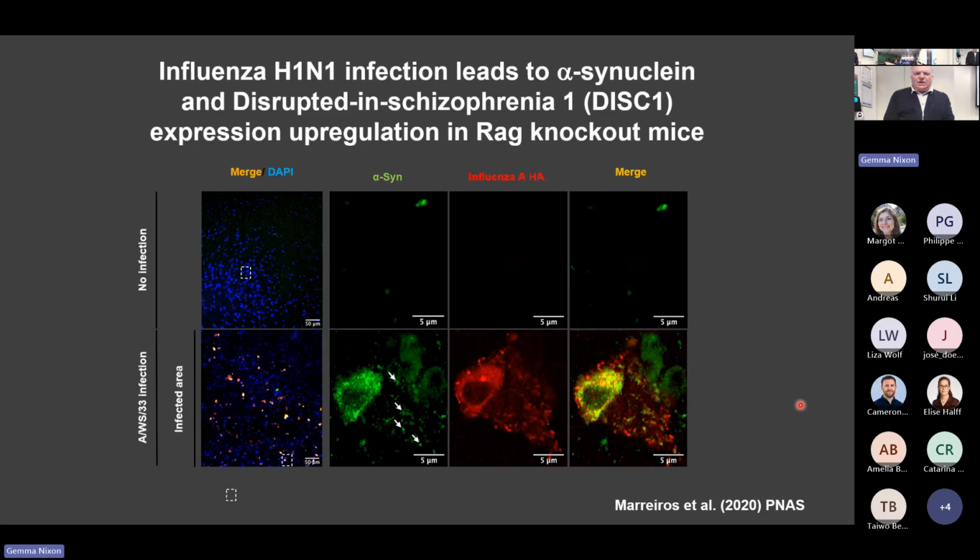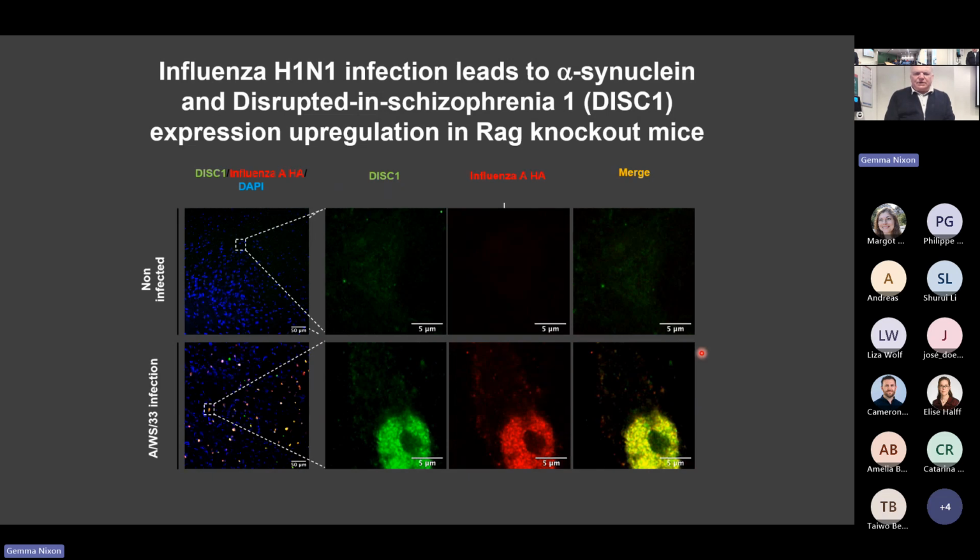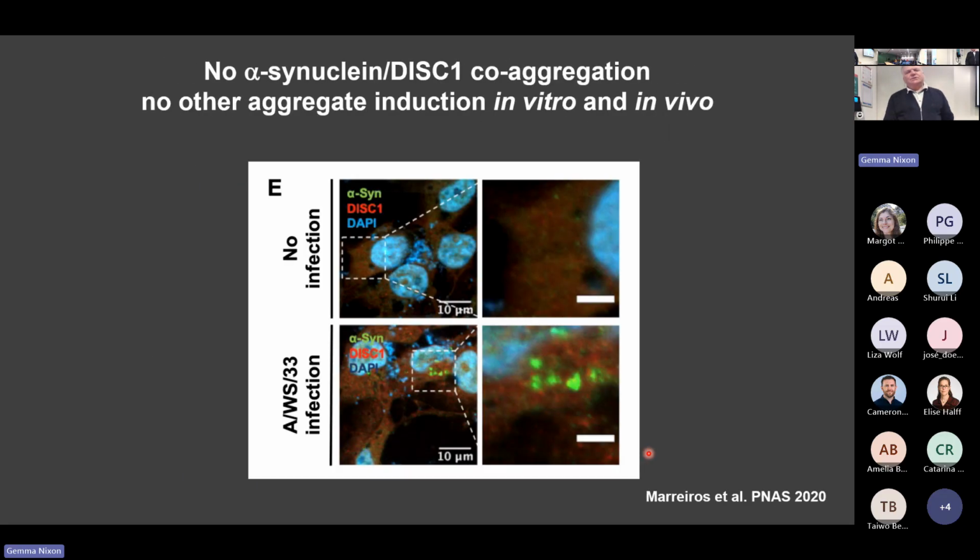When we looked in these influenza-infected Rag knockout mice, we saw that the synuclein was also highly upregulated, forming aggregates. The same was true for DISC1, as you can see here. But it was interesting to see that these synuclein aggregates would not co-aggregate with DISC1. Sometimes you have co-aggregation, but apparently for DISC1 and synuclein this is not the case. What you see here are the green synuclein aggregates and much smaller DISC1 aggregates.